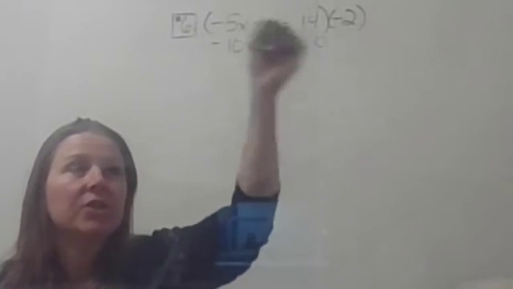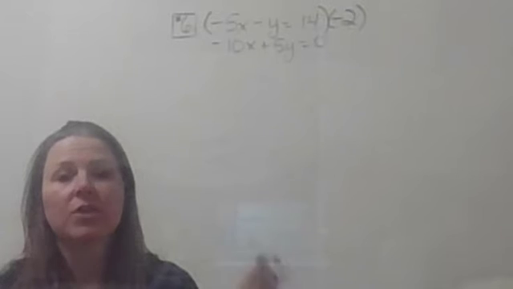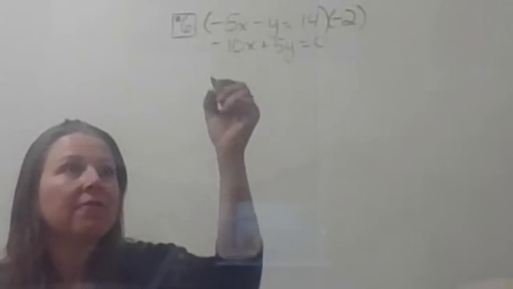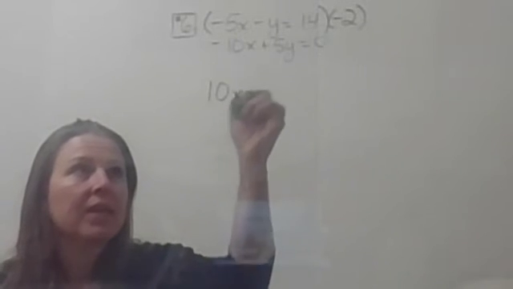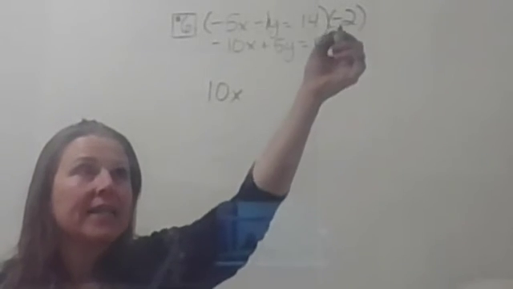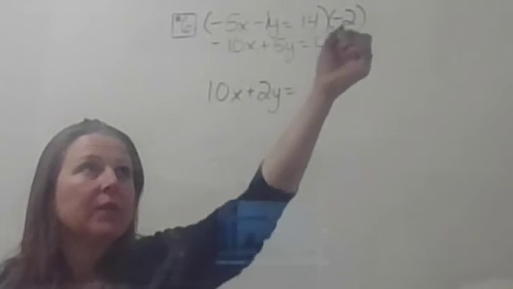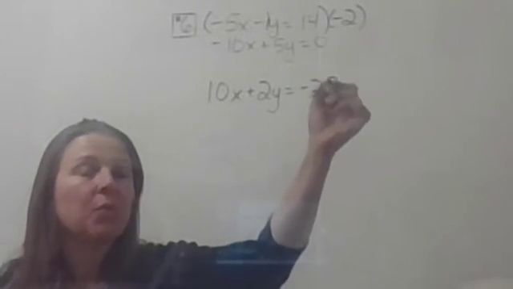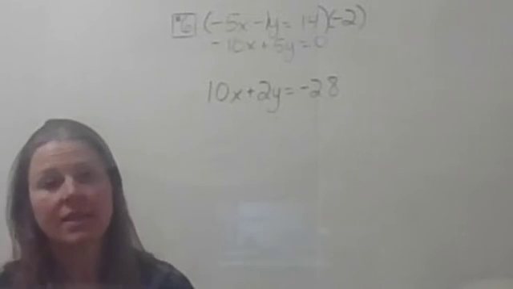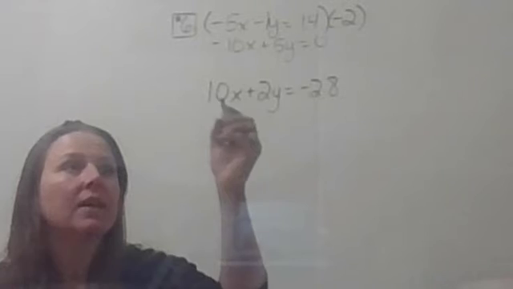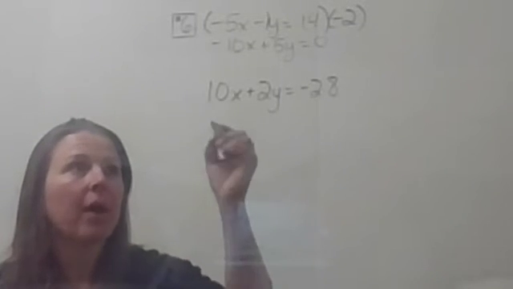So every single term in this top equation is going to be multiplied by negative 2. So negative 2 times negative 5x is 10x. Negative 1y times negative 2 is going to be positive 2y. And 14 times negative 2 is negative 28. This is by no means the only way to do this problem. It is just one of a multitude of right ways. So believe in yourself if you have another way.